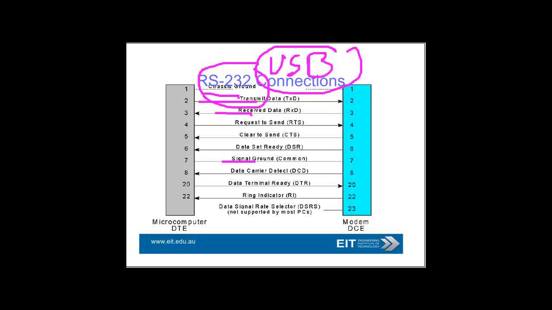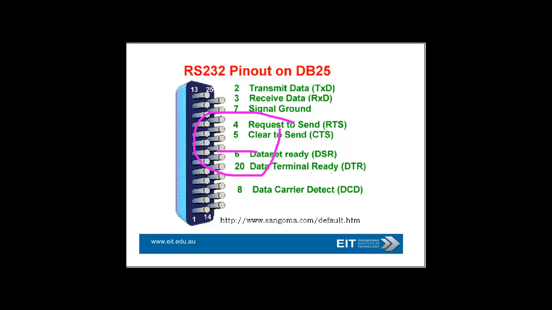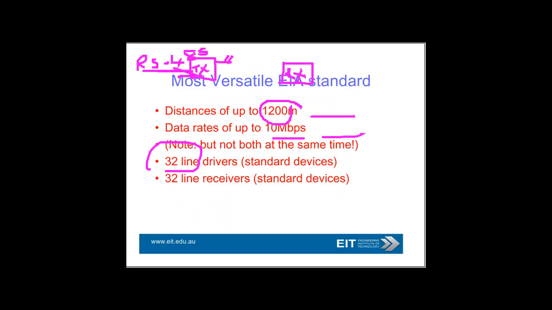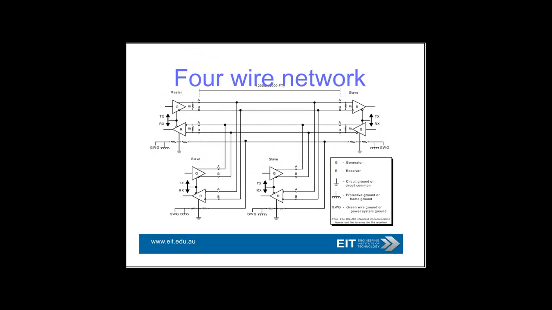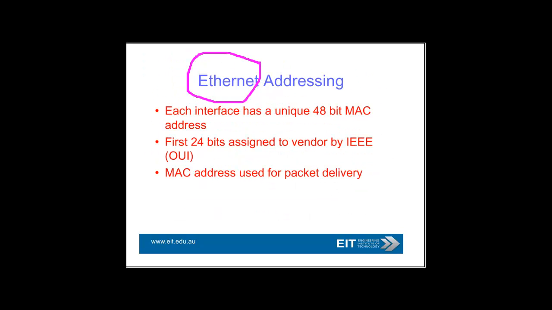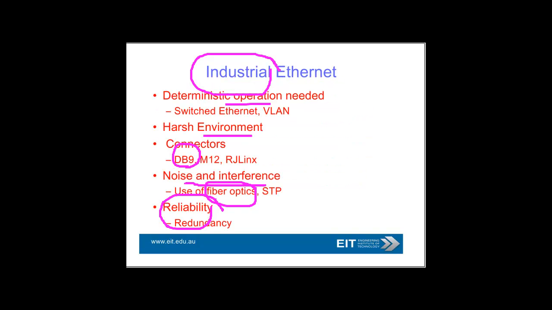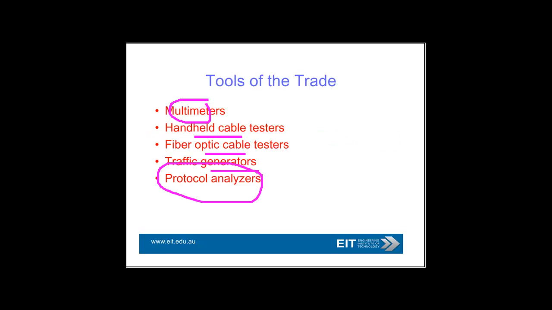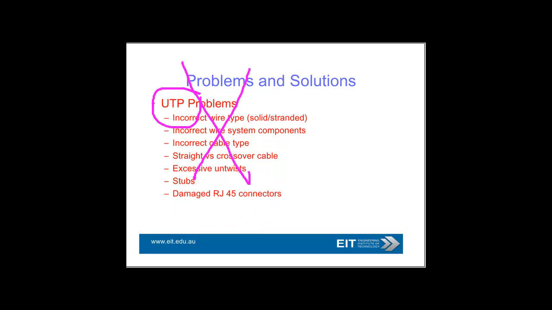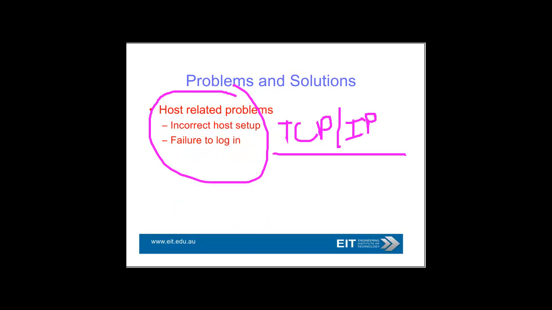Then we talk about data communication links, RS-232, 485. As I emphasized, 485 is obviously the way to go. You may also use an industrial Ethernet connection, which is very good for harsh environments. Troubleshooting Ethernet, some of the issues here, multimeters, all the way from physical to protocol analyzers, hardware stuff. I've already listed all the items there.